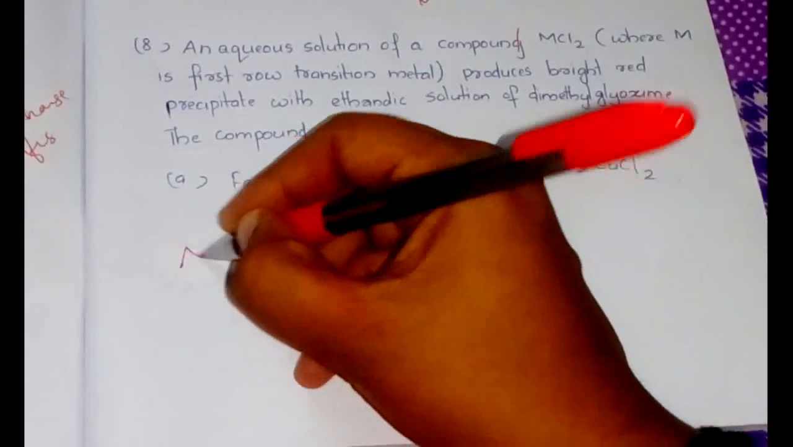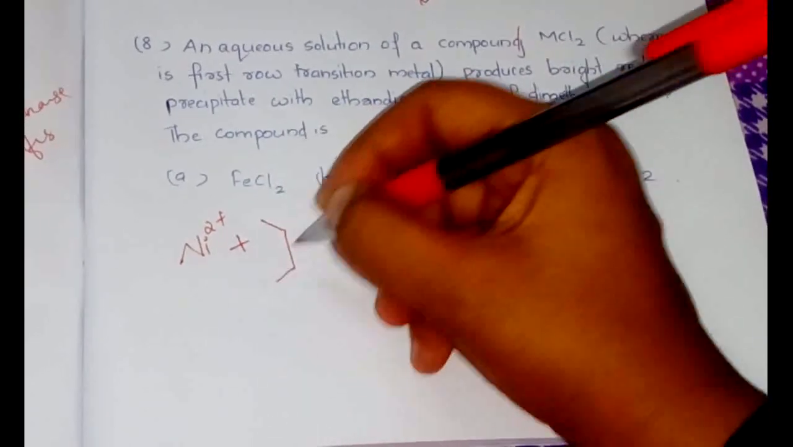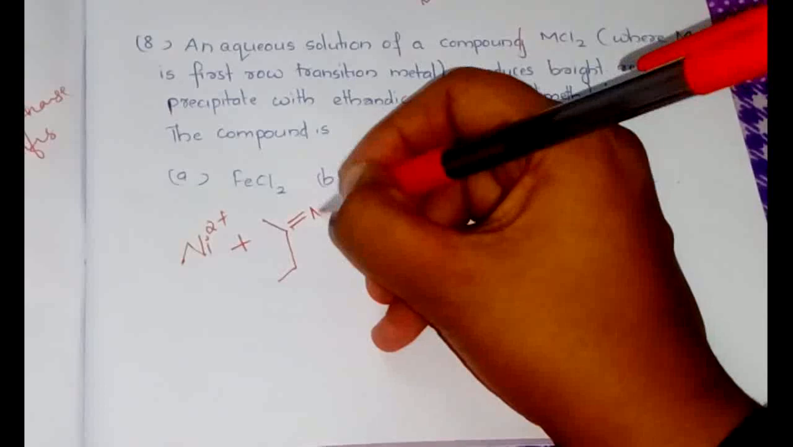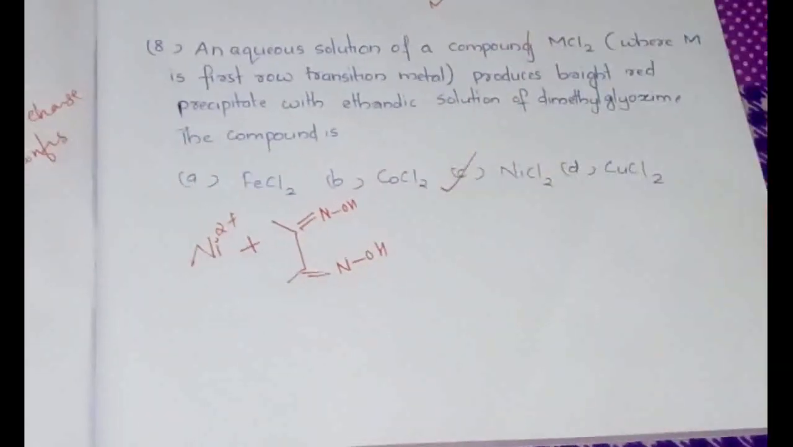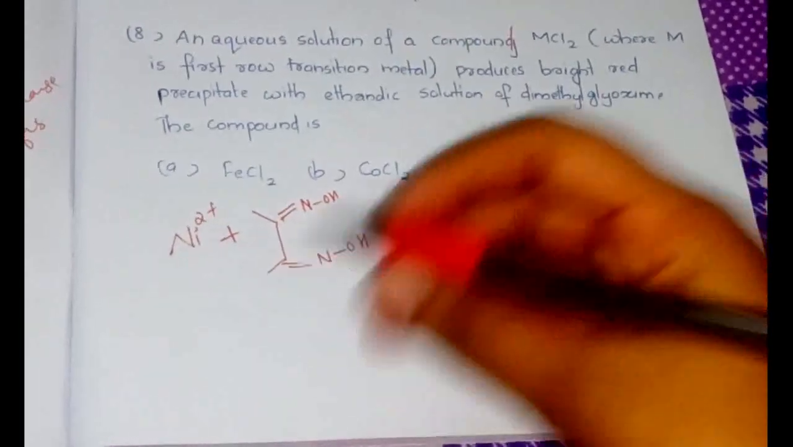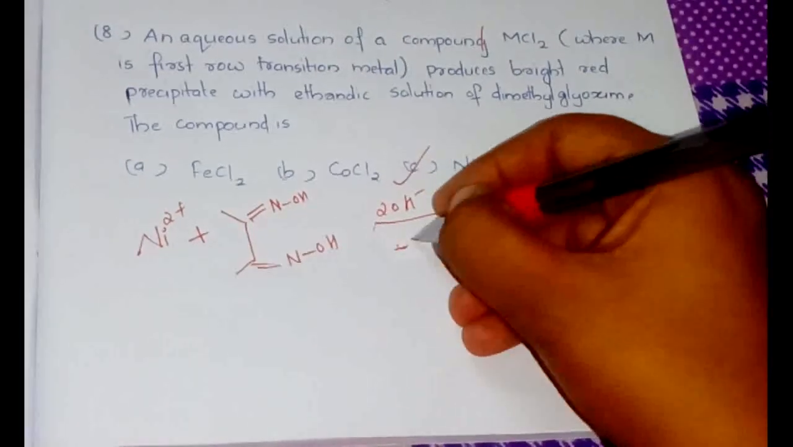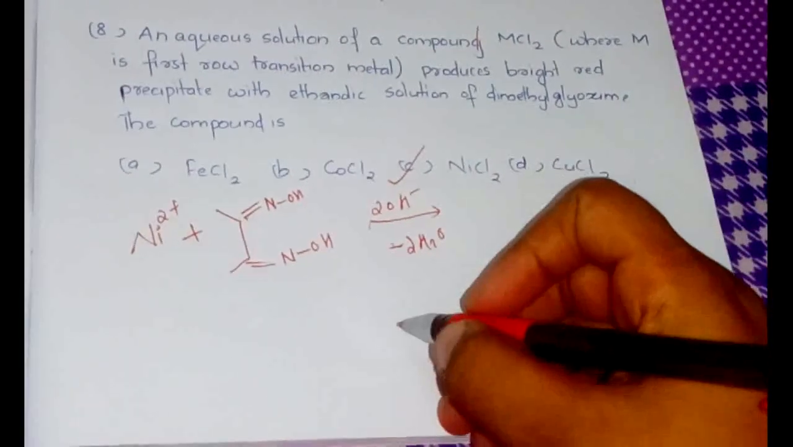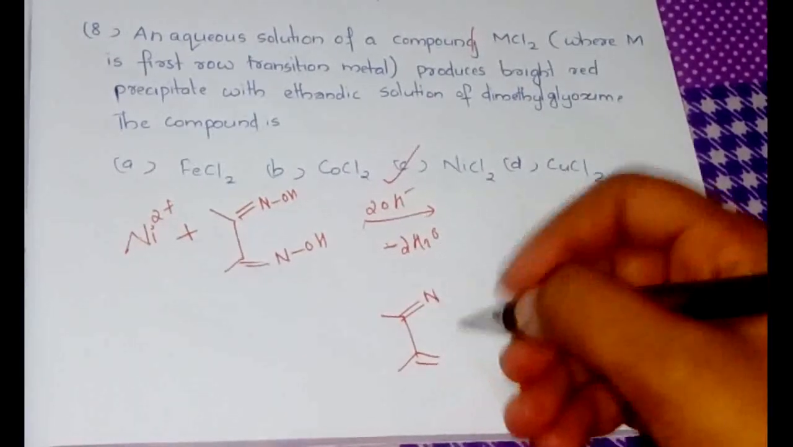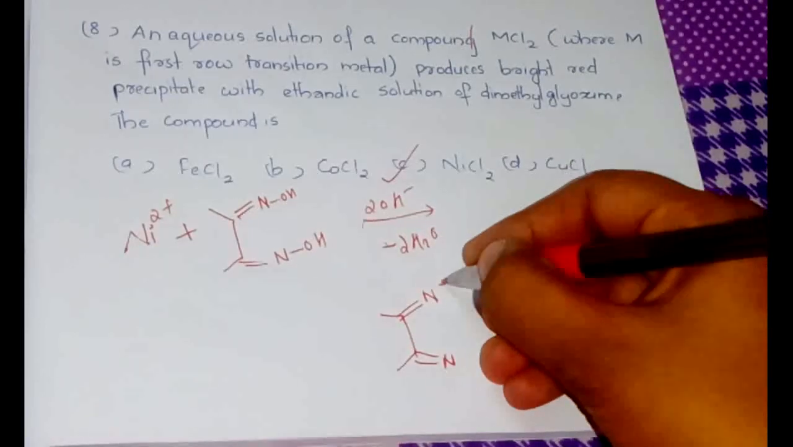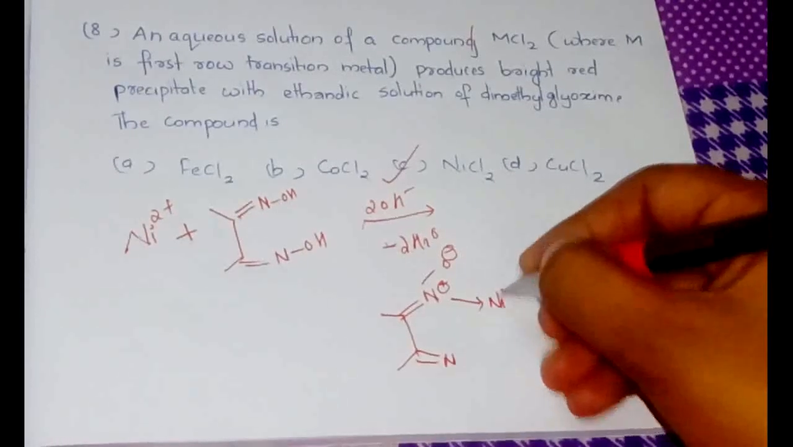So let's take a quick look at the structure of this reaction. This is nickel ion, then we have the dimethyl glyoxime. Oxime has a double bond, NOH, so dimethyl glyoxime would be like this, and in the presence of ethanol, OH minus will be present and H2O will be going, and the complex can be shown like this: N plus and O minus. This would be forming a complex with nickel.